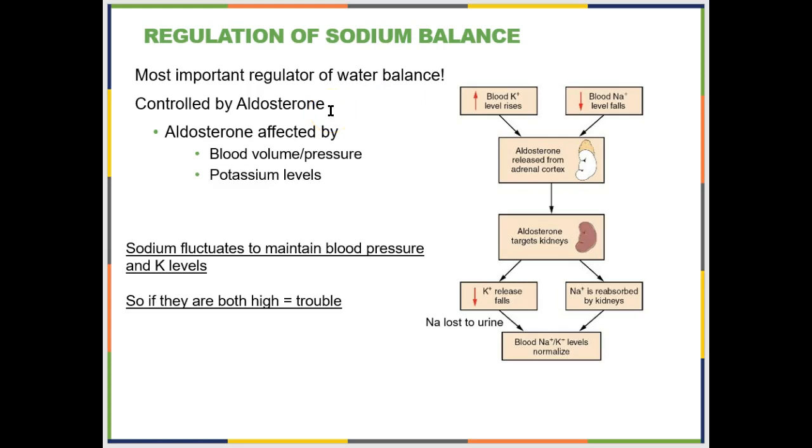The most powerful control, the most important control mechanism that your body has over sodium balance is aldosterone levels. And aldosterone levels are affected by, if you remember, there's actually four things. But for this chapter, it just focuses on two. It's potassium levels and blood pressure or volume.